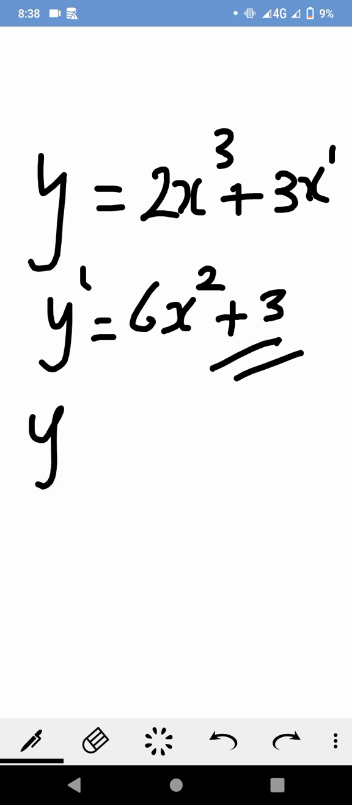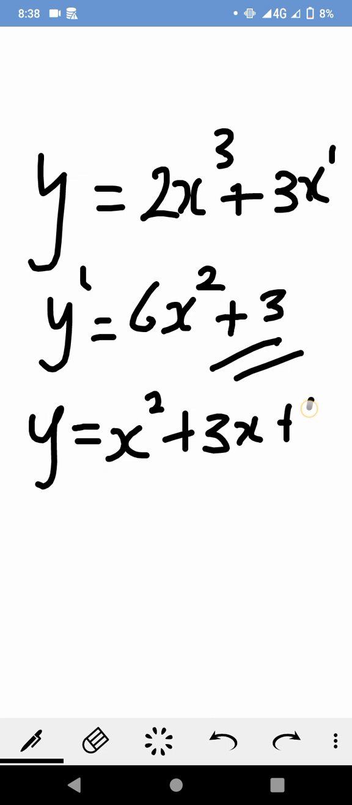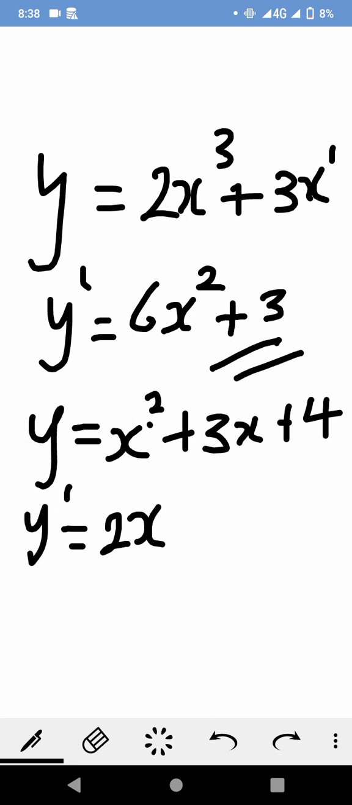If we have y equals a quadratic, let's say x squared plus 3x plus 4, our y prime is going to be equal to: bring down the power 2, you have 2, reduce the power 2 by 1, you'll be left with 1 there for x. Now for 3x, bring down the power 1 that x is carrying, it will still give you 3. If you reduce the power 1 by 1, you will have 0. Anything raised to power 0, remember, is 1.